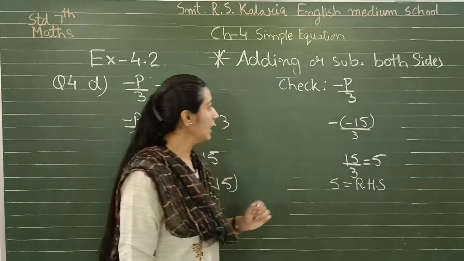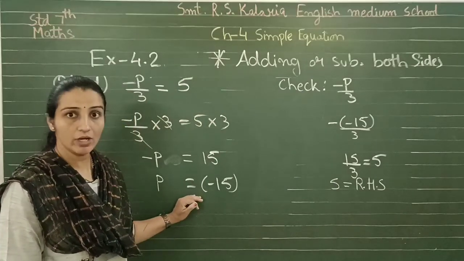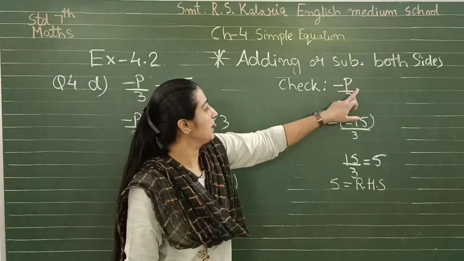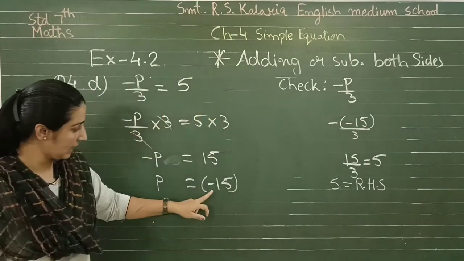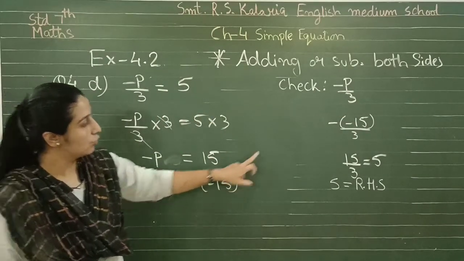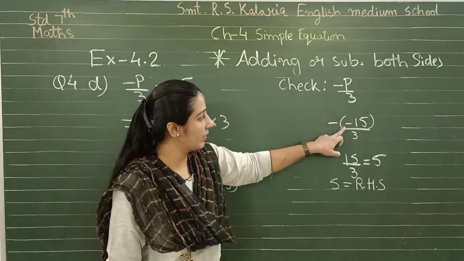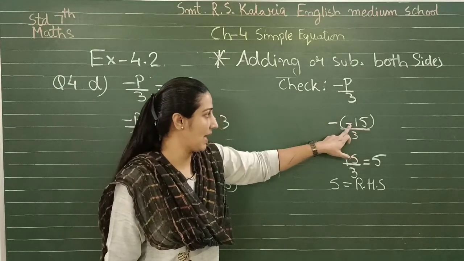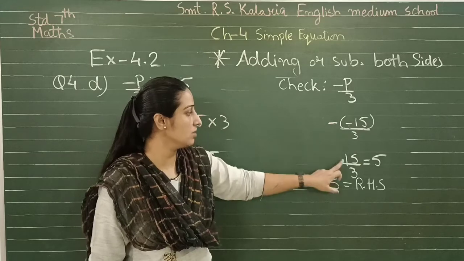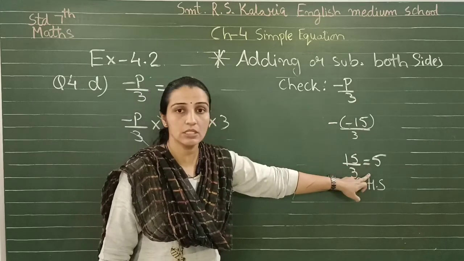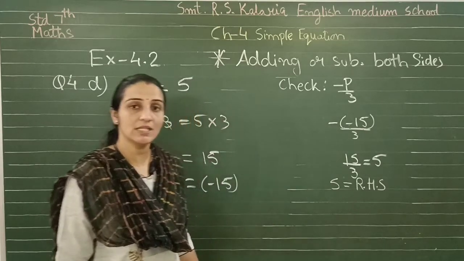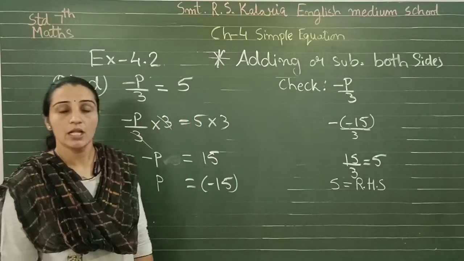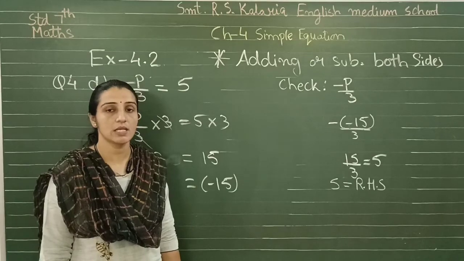Now, here again, after solving, you can check your answer. Minus p upon 3 is our question. p की वैल्यू हमें क्या मिली है? Minus 15. So minus p की जगह पर we will write minus 15. Minus outside there is again minus, so it is 15 upon 3, which is 5, which is again equal to our RHS, which means that my answer is correct. This is how we will solve exercise 4.2.